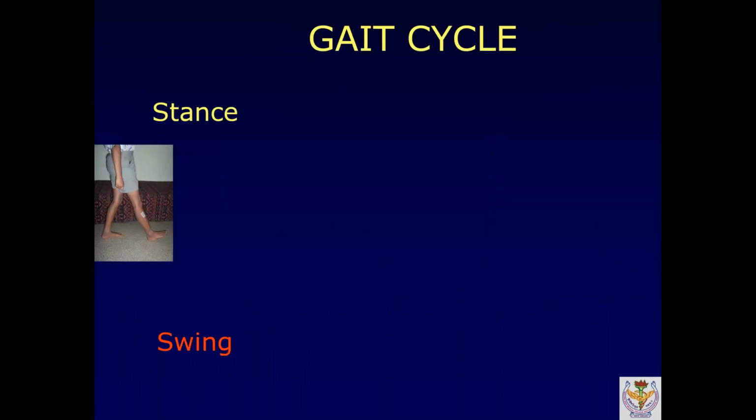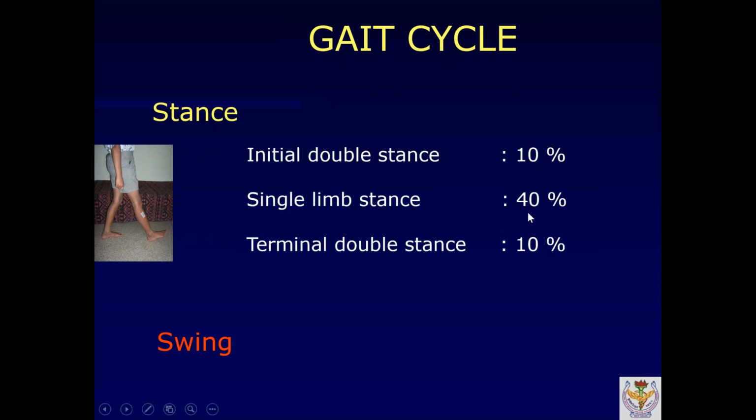So the gait cycle, as I talked about, starts with the heel strike, the stance phase, and the mid stance, which is the only time when the entire body weight is on one limb. So mid stance or single limb stance is only 40% of the stance, all right, of the gait cycle.